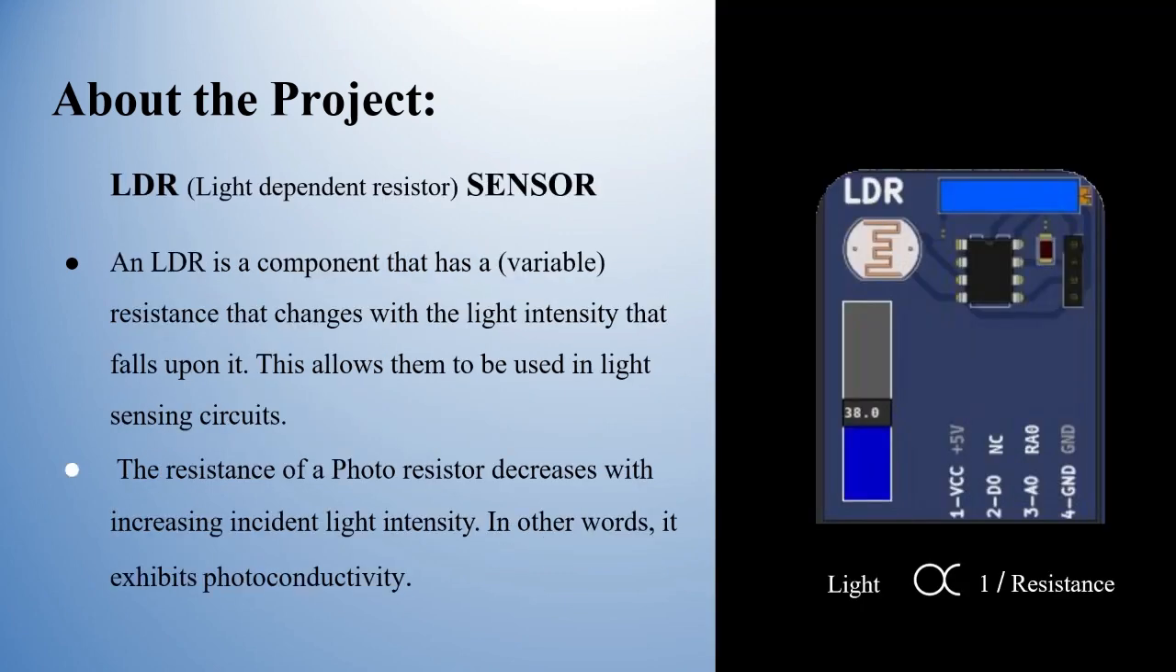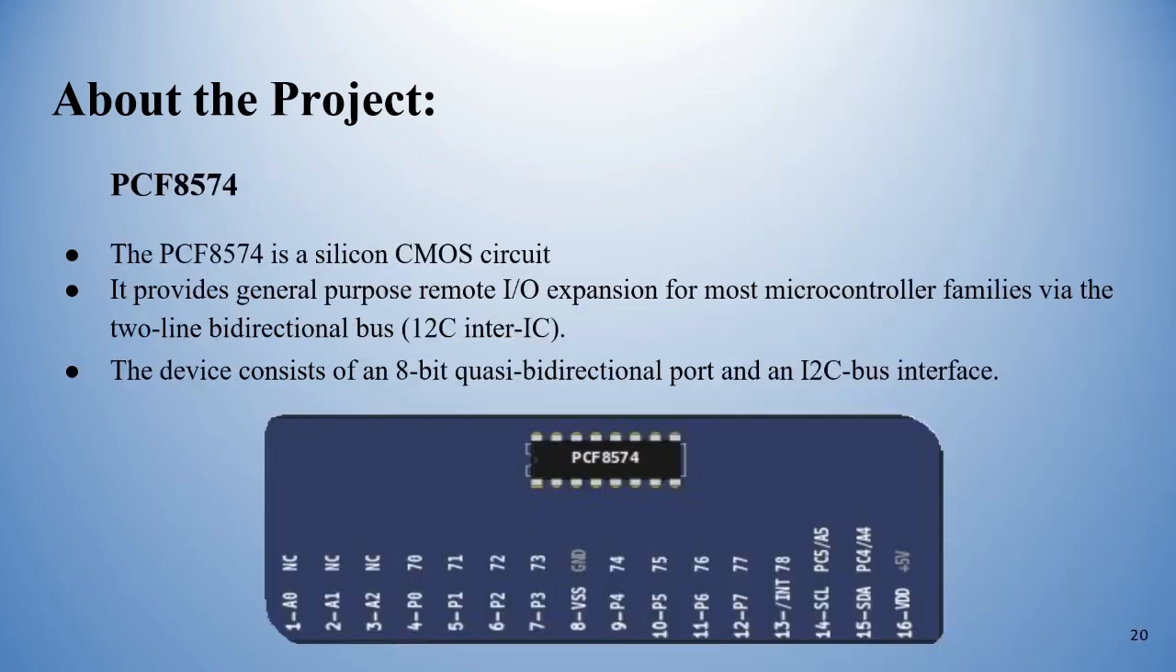LDR sensor. An LDR is a component that has a variable resistance that changes with the light intensity that falls upon it. This allows it to be used in light sensing circuits. The resistance of a photo sensing resistor decreases with increasing incident light intensity. In other words, it exhibits photoconductivity.